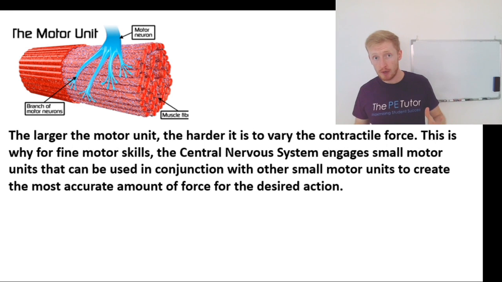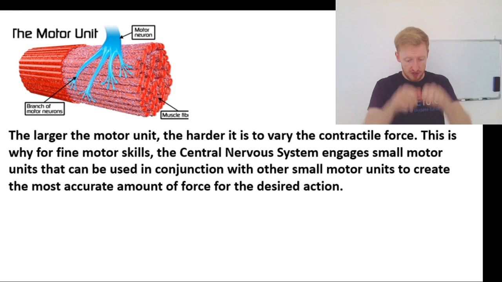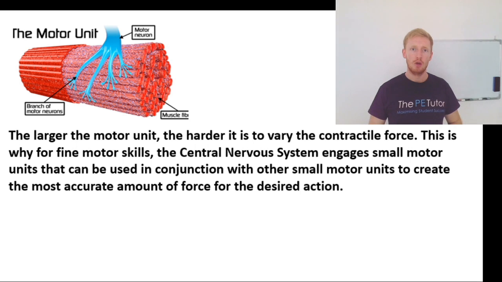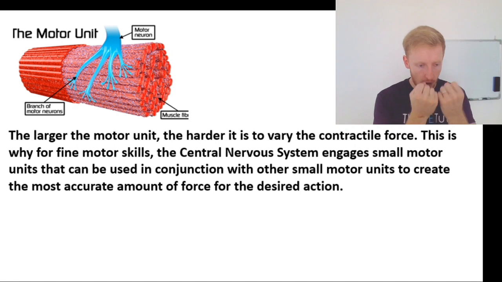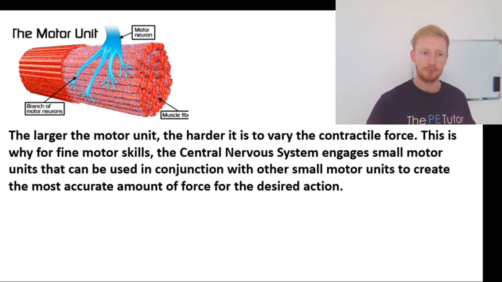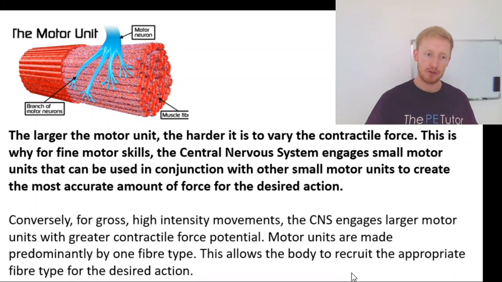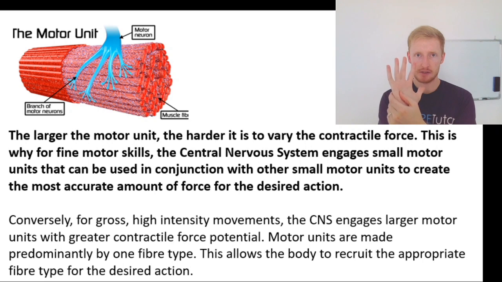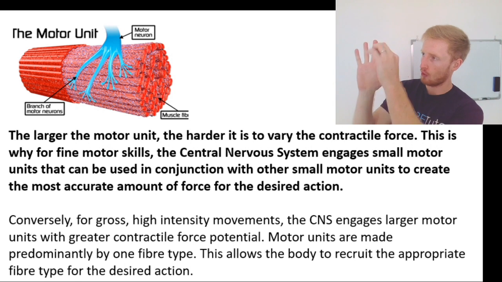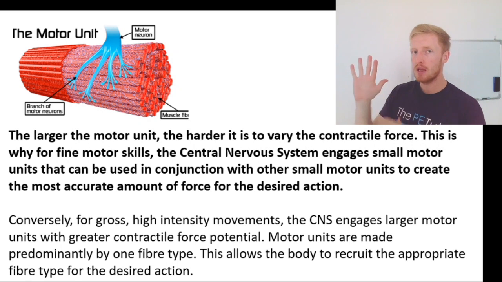Now, a larger motor unit, so the motor neuron which is connected to more muscle fibers, when that impulse is sent and it reaches the activation threshold on all of the fibers, that's going to produce a larger, more forceful movement. Whereas a smaller motor unit is where we want more delicate and precise movements, such as dexterity in our hands. Now, the motor units controlling my index finger probably couldn't perform a pull-up by themselves.